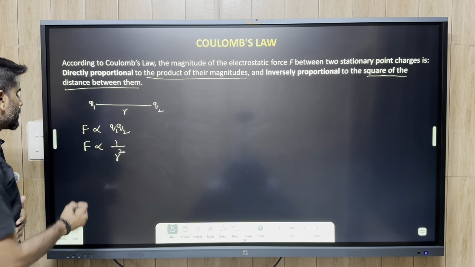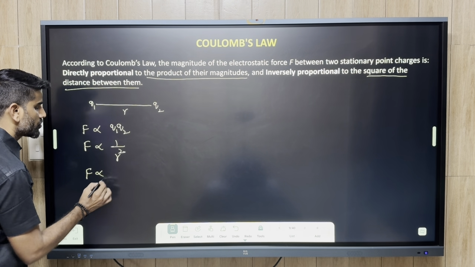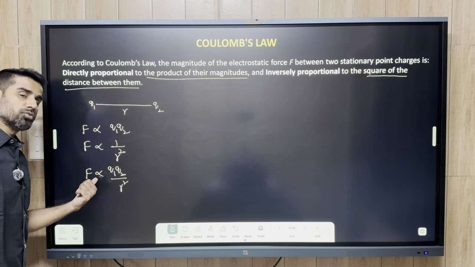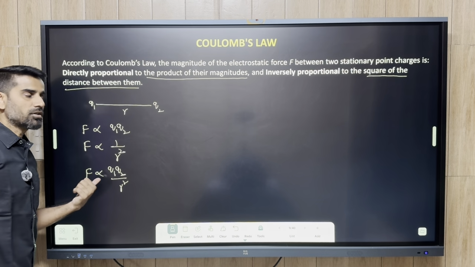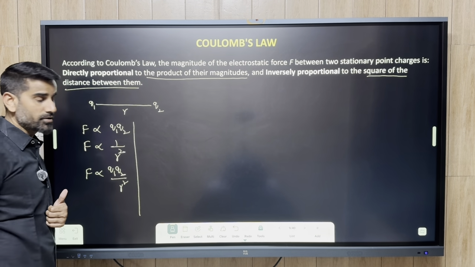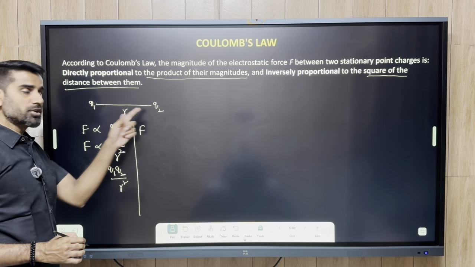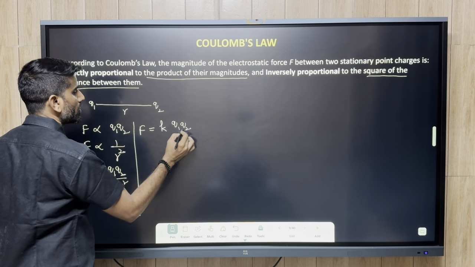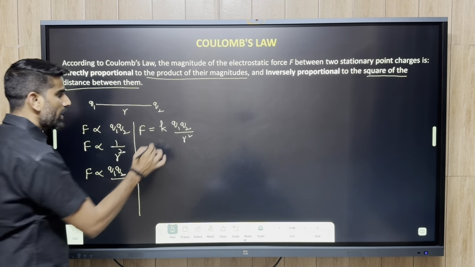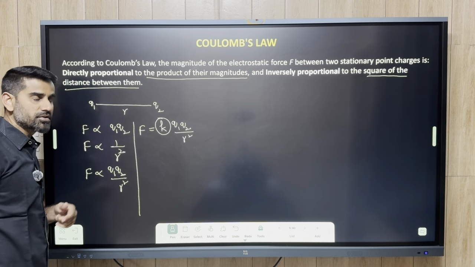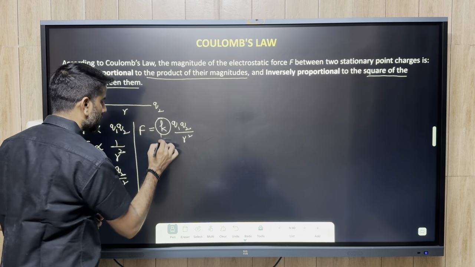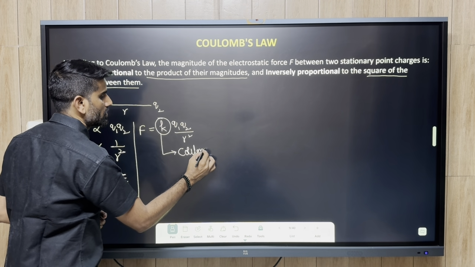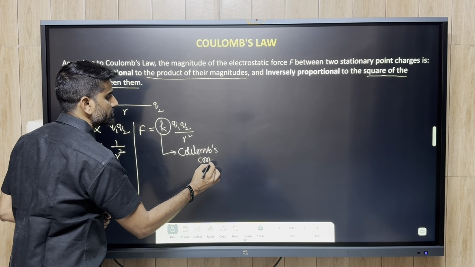Now if I combine these two relations, I get F proportional to Q1 Q2 upon R square. In order to remove the proportionality, I have to introduce a constant which has already been introduced by Mr. Coulomb. So F, the electric force between the two charges, is equal to K times Q1 Q2 by R square. Here K is the proportionality constant introduced by Mr. Coulomb, and it is named Coulomb's constant.